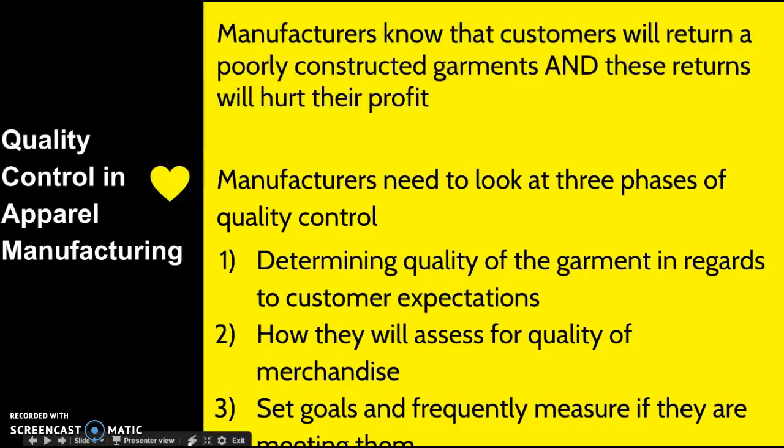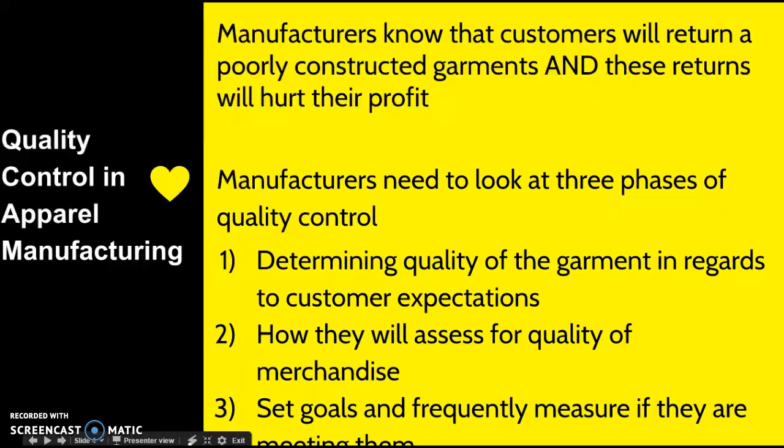One of the things that we want to look at is quality control. I'm sure that all of you have had a garment that you've worn that has fallen apart shortly after you've bought it. And quality control is clearly one of the major factors in why that garment didn't last. Manufacturers know that customers will return something that was poorly constructed, and these returns hurt their profit because they would rather the clothes stay home with you, and they don't want to have to give that money back.